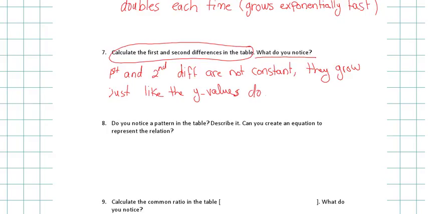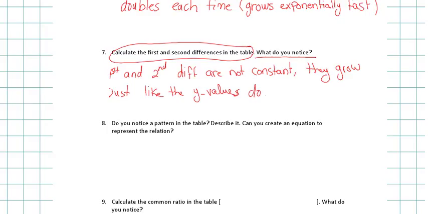I'm going to go back and look at the table of values. Tell me what's happening to the x values. Look at the x values, so the number of folds, what's happening to them? Going up by 1, okay? Now I'm going to look at the y values and tell me what's happening to the y values. They're doubling, they're being multiplied by 2, okay?